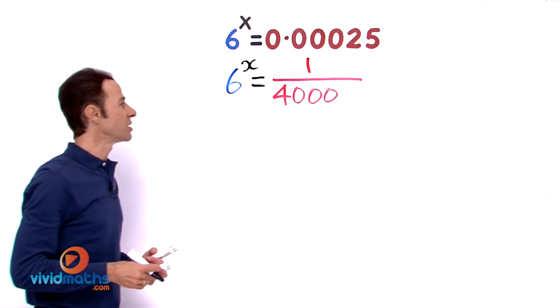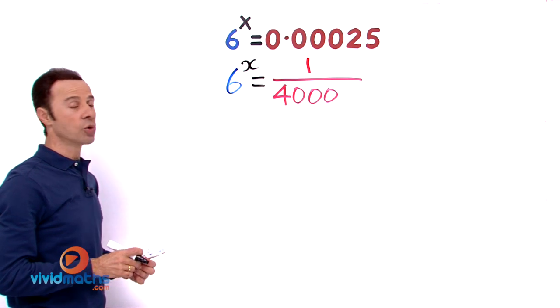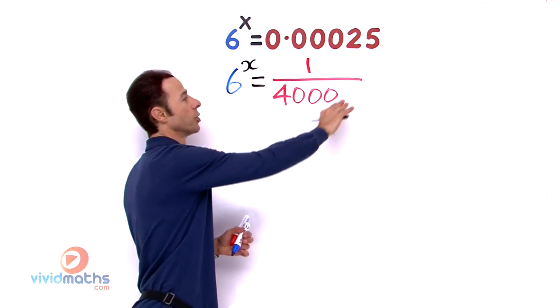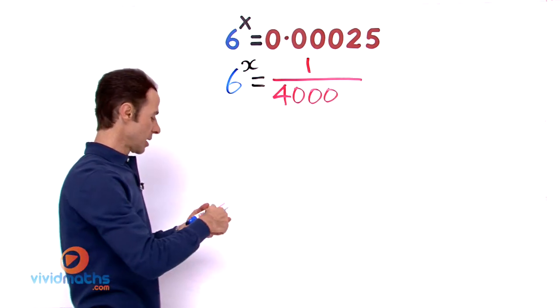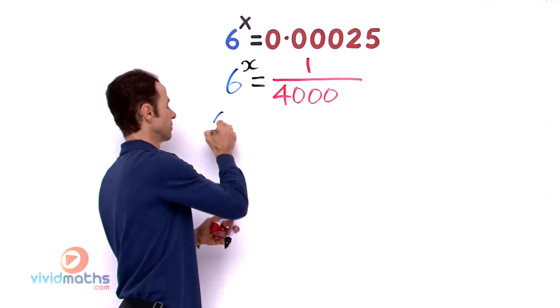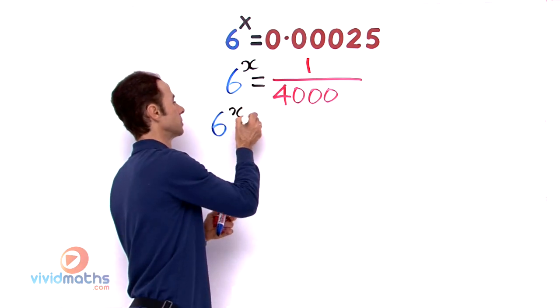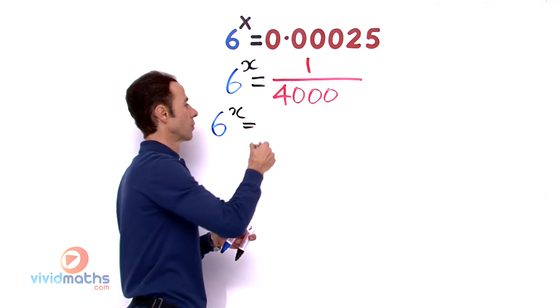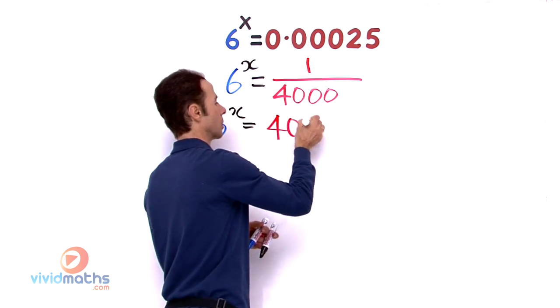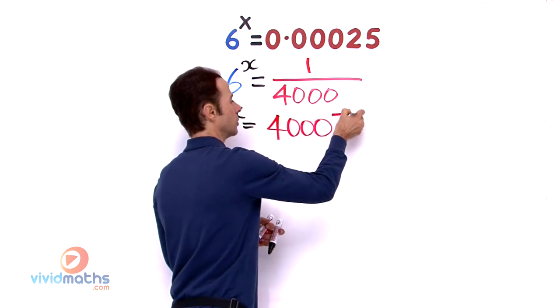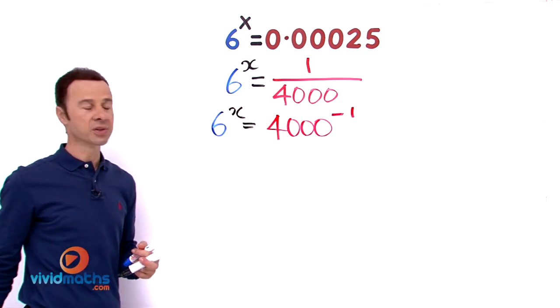Let's solve for that x. Now what can we do? Well, we can also write this down with an exponent, and that could be written easily as 4000 to the power of -1. That's exactly the same, isn't it?